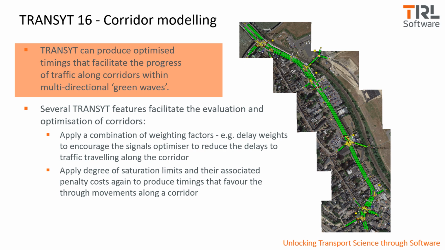The key thing about the optimization is it's always trying to minimize the cost, and if you throw in extra costs because a degree of saturation limit has been exceeded, it will try and steer itself away from that as a solution because it's too costly compared to some other solution.